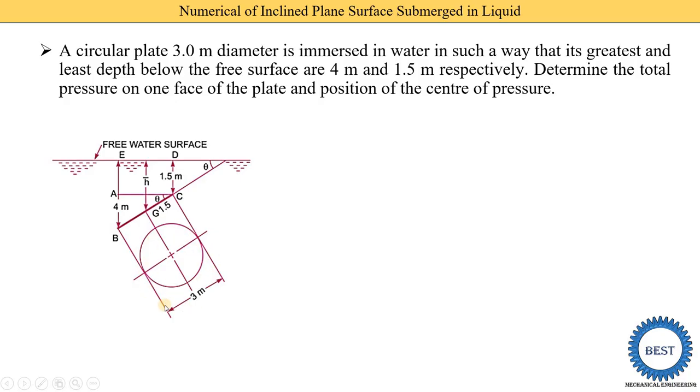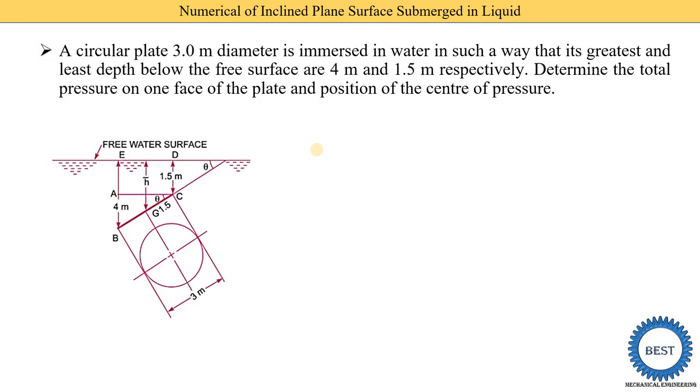So it is the circular plate. Diameter is mentioned here as 3 meters. And here theta is not given. In the last numerical we saw that theta was directly given. Here theta is not given, so you may feel confused about which type of plane it is, whether vertical, inclined, or horizontal.